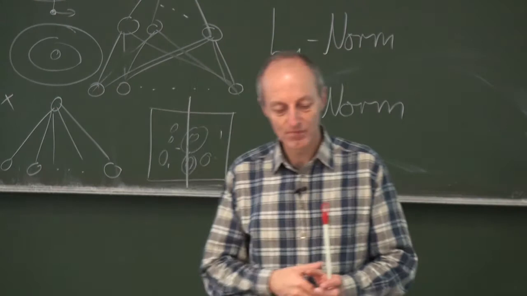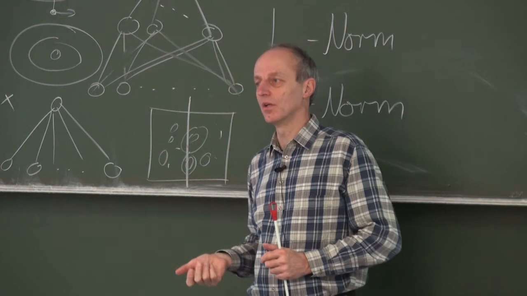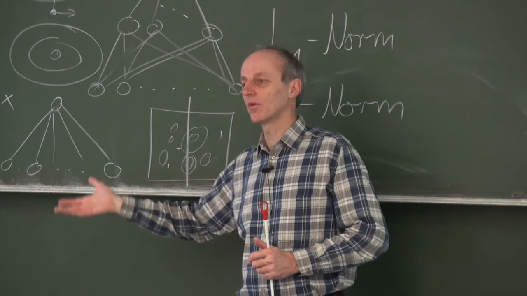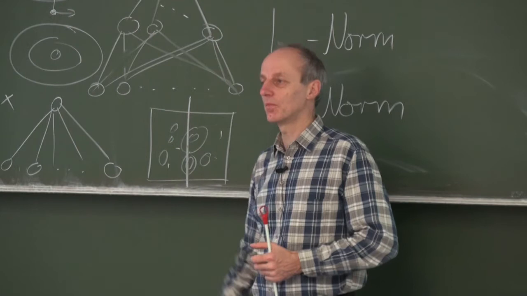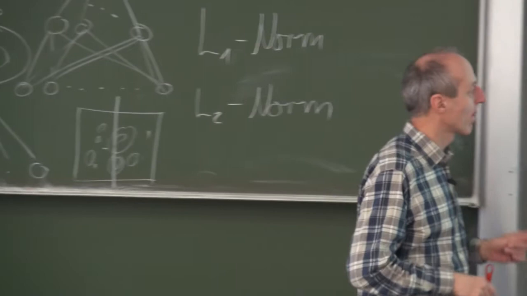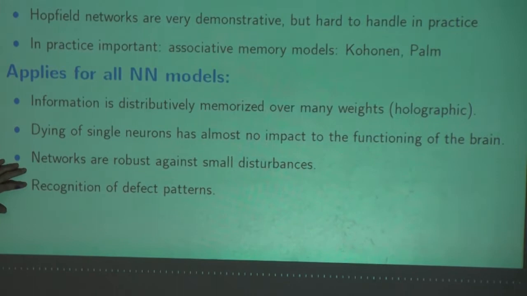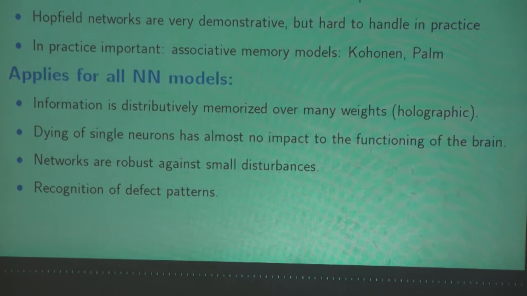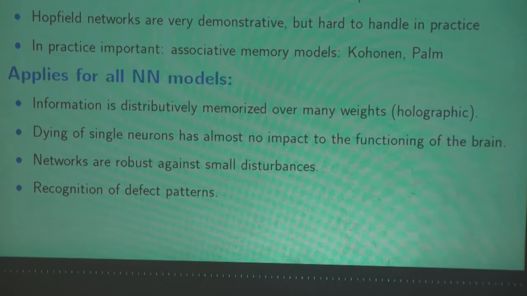What you lose is resolution. That's like encoding your digital image not with 10 million pixels, but only with 5 million pixels. Of course, you lose half of the pixels, but you still have the whole scene, just with a lower resolution. Okay, that's what we talked about already. Networks are robust against small disturbances, which means against noise, and also allow recognition of noisy patterns.